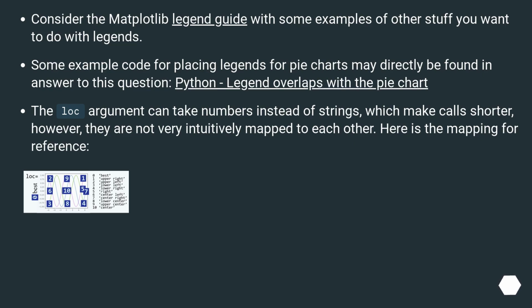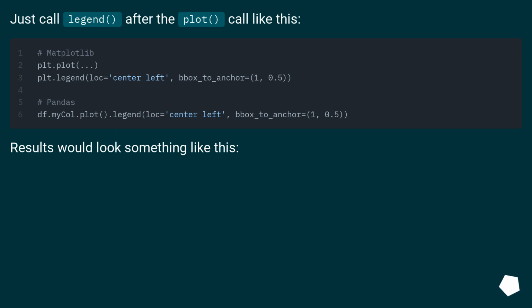The loc argument can take numbers instead of strings, which make calls shorter, however, they are not very intuitively mapped to each other. Here is the mapping for reference. Just call legend after the plot call like this. Results would look something like this.